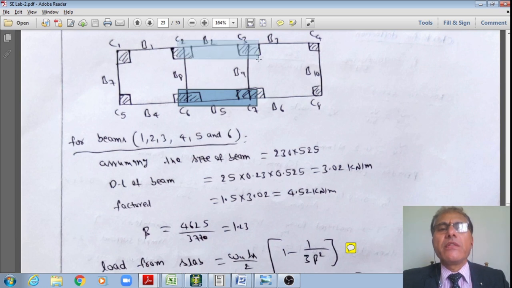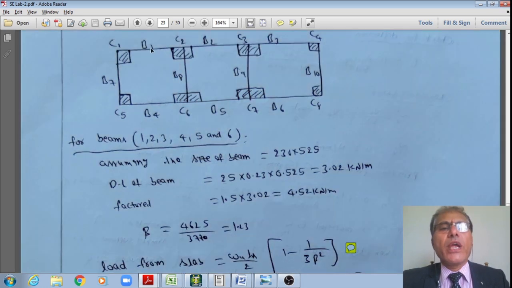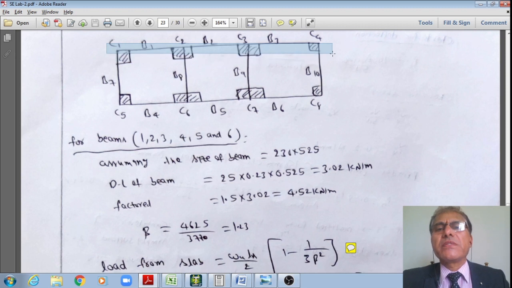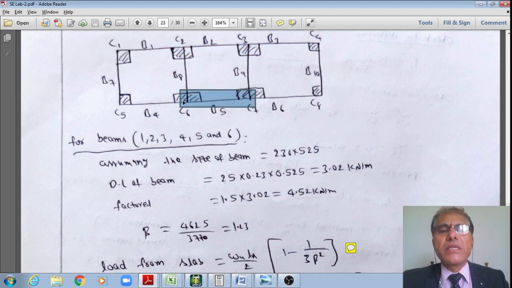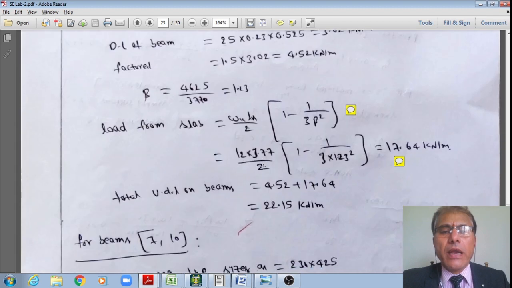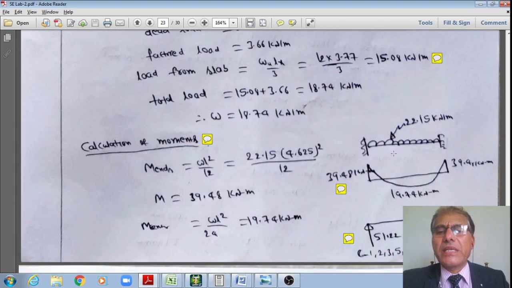Or alternatively, what you can do is you can take these three continuous spans, and you can analyze using the substitute frame method, right? Now I'm doing this optional. I'm assuming that this is continuous on either end, and I'm analyzing like this.